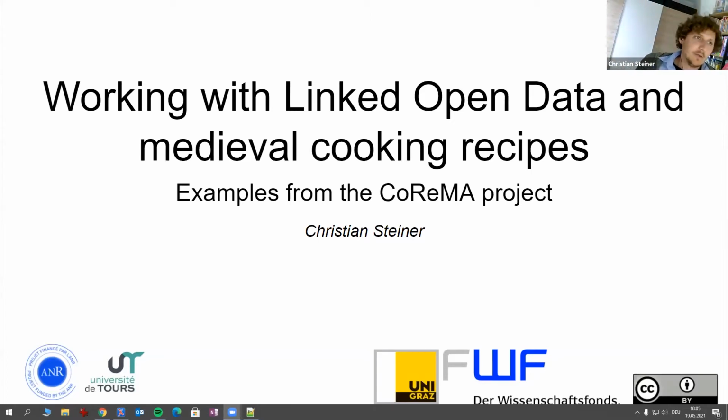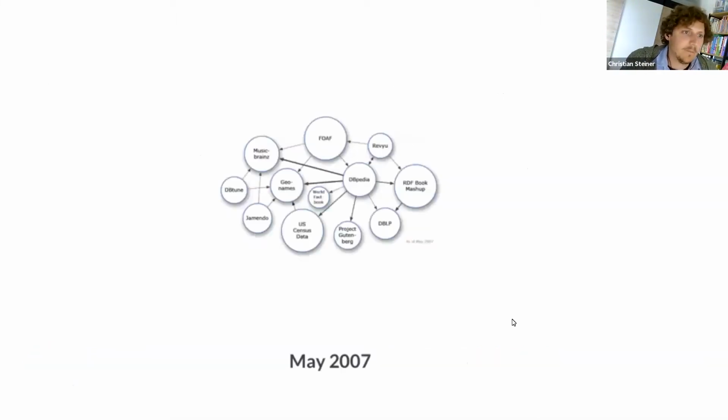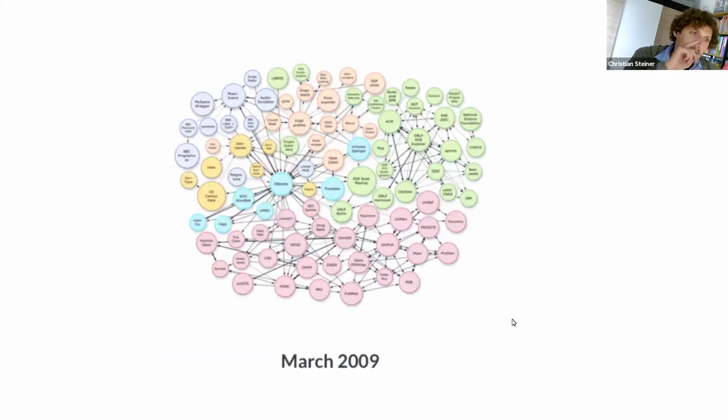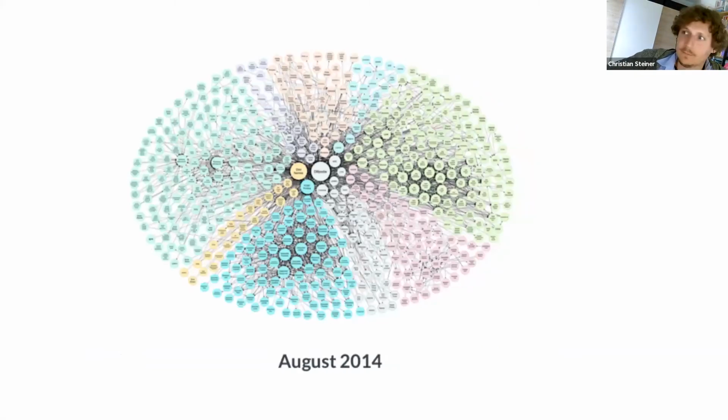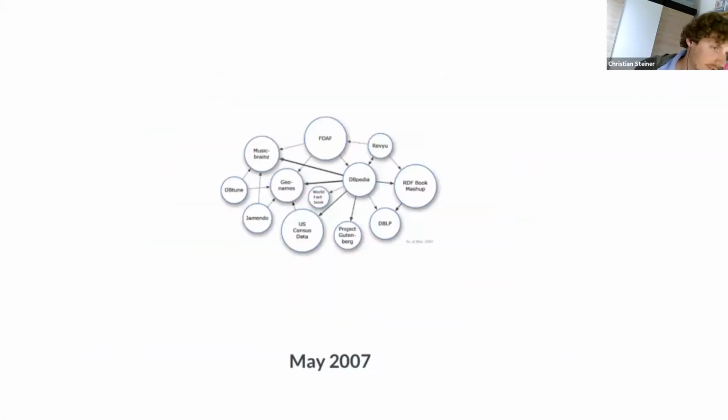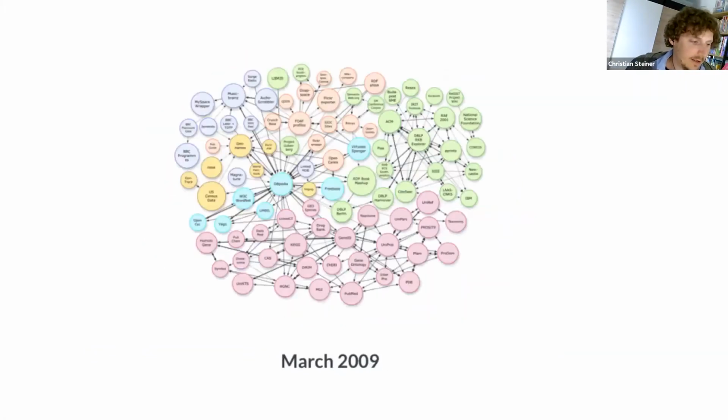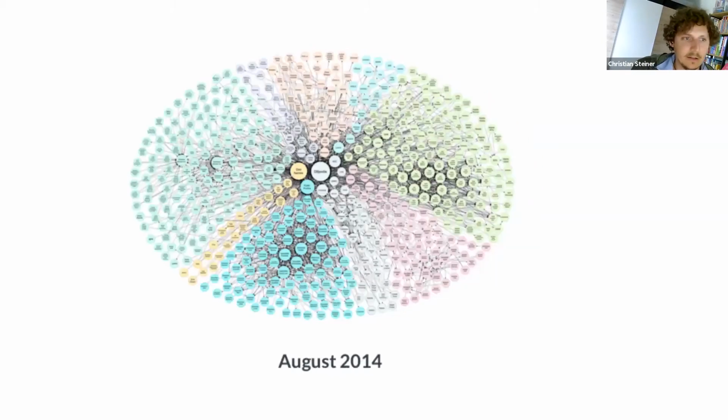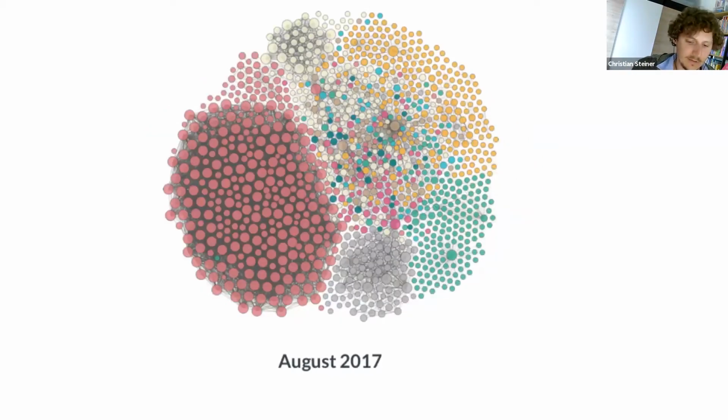So I'm going to tell you what we did in the CoReMA project with linked open data and with our medieval cooking recipes. First off, I probably have to explain what linked open data is. Well, linked open data is what you can see here. This is the so-called linked open data cloud. It's a visualization of the data sets within the greater linked open data cloud.